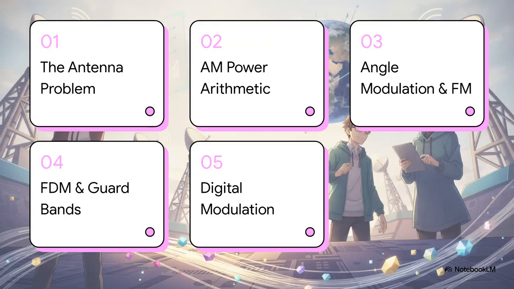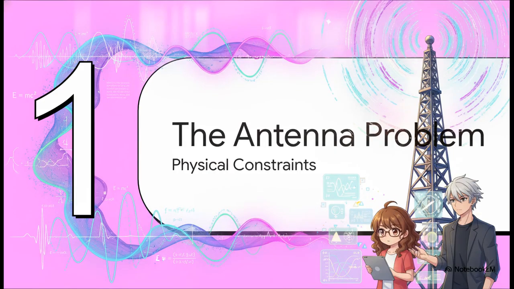Here is our battle plan for this explainer. First, the antenna problem. Second, AM power arithmetic. Third, angle modulation in FM. Fourth, multiplexing and guard bands. And finally, digital modulation. Starting right off with Section 1, the antenna problem.